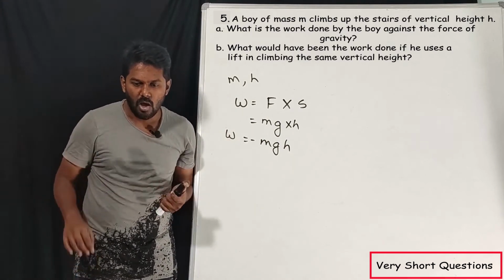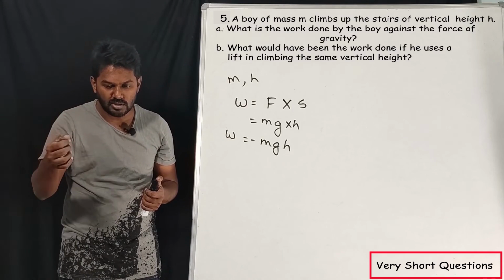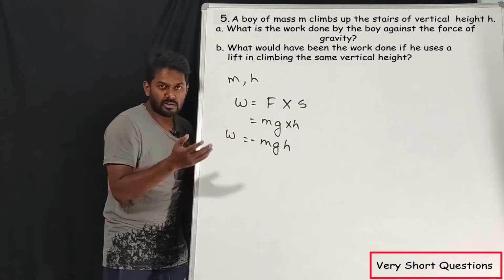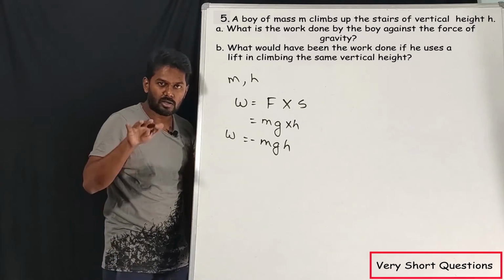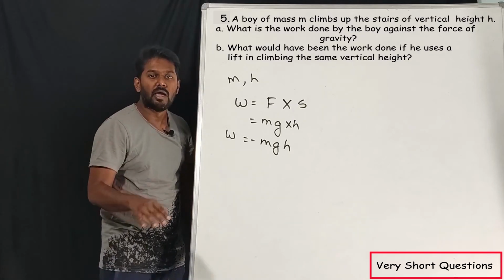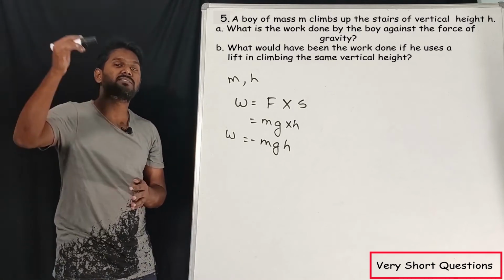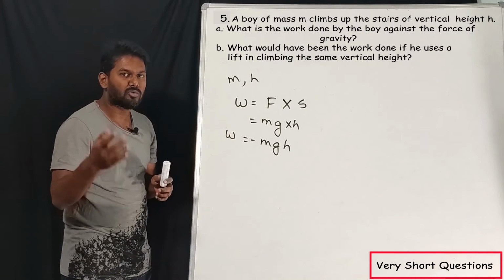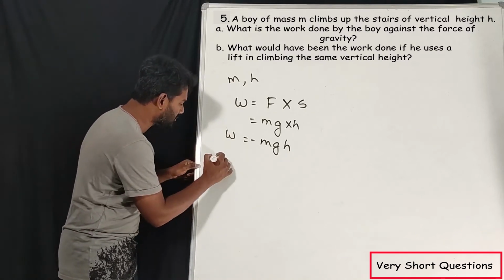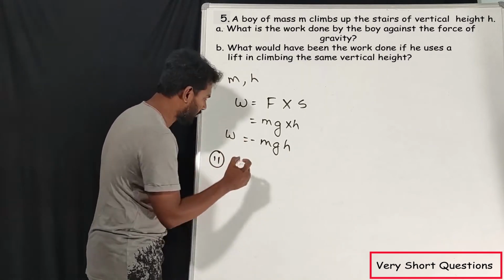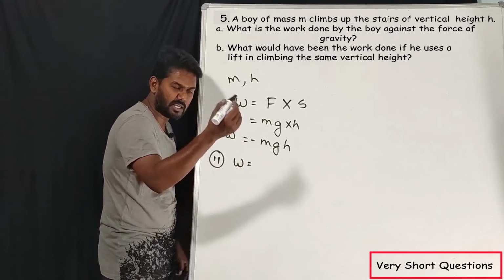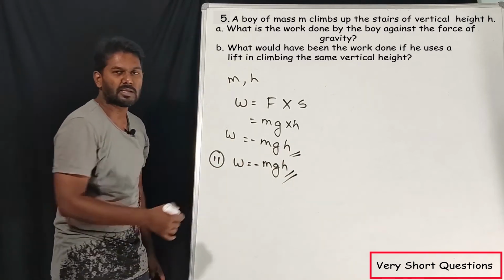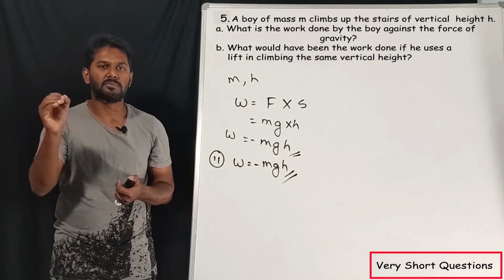Next, second question: what would have been the work done if he uses a lift in climbing the same vertical height? Whether he is using a staircase or a lift, in all these cases the work done is against gravity, that is why we use the negative sign. They are asking for the work done expression when he uses a lift. Again, whether he uses a lift or a staircase, the expression remains the same. For both cases, work done is equal to minus mgh.